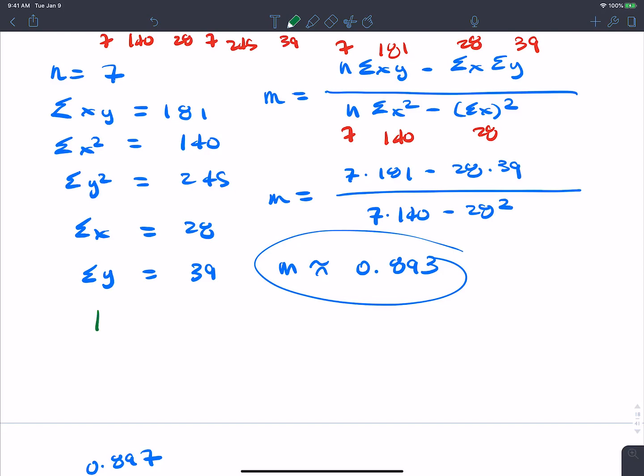So we're going to use our ELAC version, the green version, that's how to find the Y-intercept value. Oops, let's put it down here. This is a user-friendly version here for your Y-intercept. And again, sum y, we have 39 here. M is 0.893. Sum x is 28, and our sample size is 7 here.